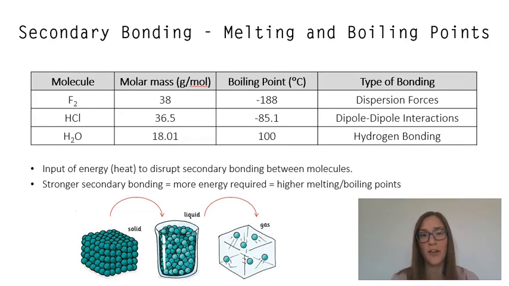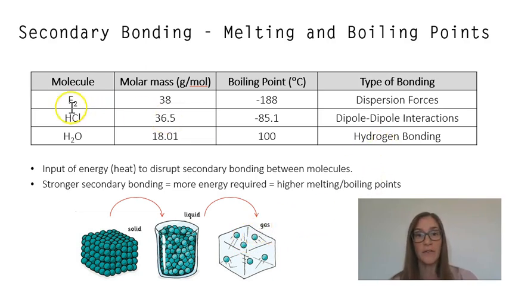The type of secondary bonding a molecule undergoes dictates the melting and boiling points of that molecule. So for a molecule to go from a solid to a liquid, i.e. melt, and then a liquid to a gas, i.e. boil, there needs to be some sort of input of energy or heat to disrupt the secondary bonding or forces or interactions between these molecules. Now, stronger secondary bonding means that more energy is required to disrupt those forces, and therefore the molecule will have a higher melting or boiling point.